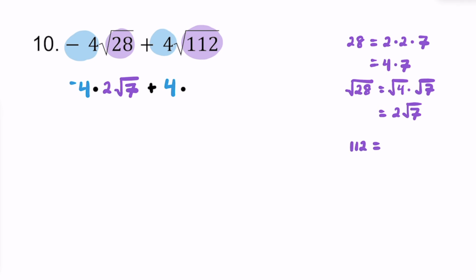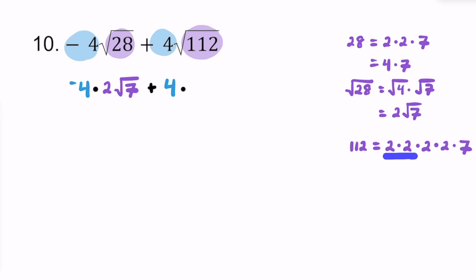So 112 is equal to, we can definitely divide it by 2. If you divide it by 2, that's going to be 56. 56 can divide by 2, that's going to be 28. 28 can divide by 2, that's 14. 14 can divide by 2 is 7. So I believe we're going to have 4 of these 2's and then 1 of these 7's.